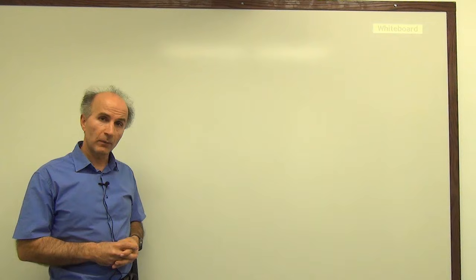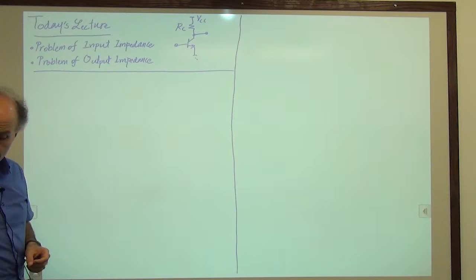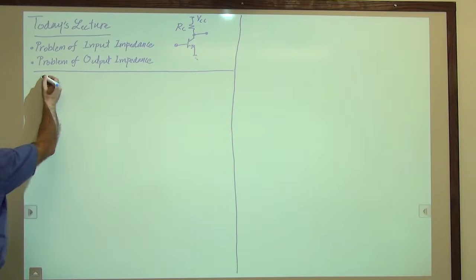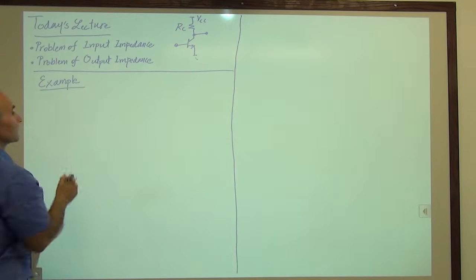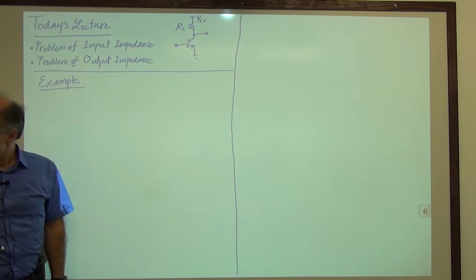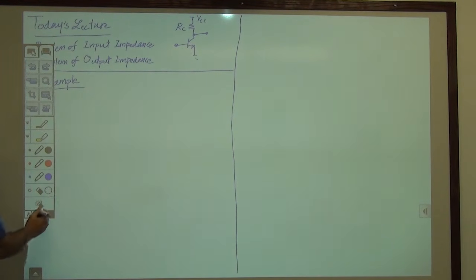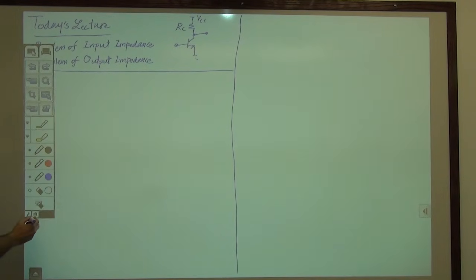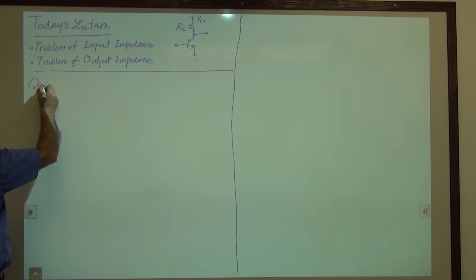Okay, so now we are ready to go back and look at the common emitter stage. And I would like to start with an example to show one other limitation of the circuit. So here's an example. Actually, sorry, before we go there, I wanted to mention one more point. Let's erase this. And I would like to pose one question before we go to the example. All right, so question.